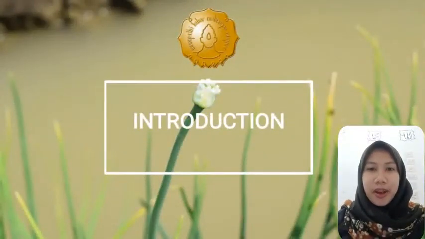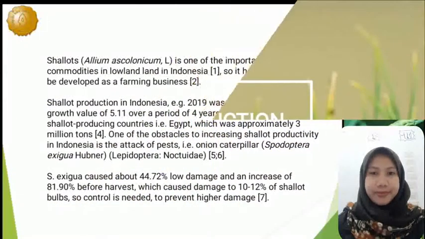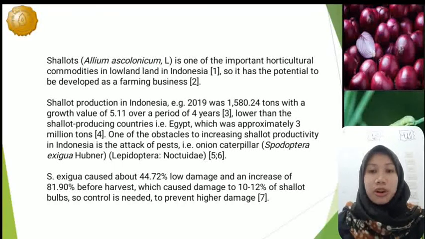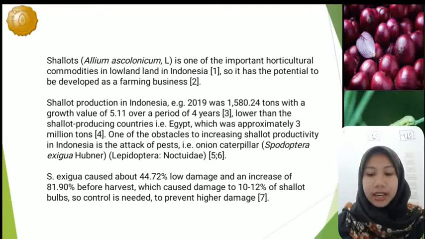Firstly, I would like to explain about the introduction. Shallot or Allium ascalonicum L. is one of the important horticulture commodities in lowland in Indonesia, so it has the potential to be developed as a farming business. But shallot production in Indonesia is lower than in other countries, like Egypt. One of the obstacles to increasing shallot productivity in Indonesia is the attack of pests, that is onion caterpillar or Spodoptera exigua Hubner.